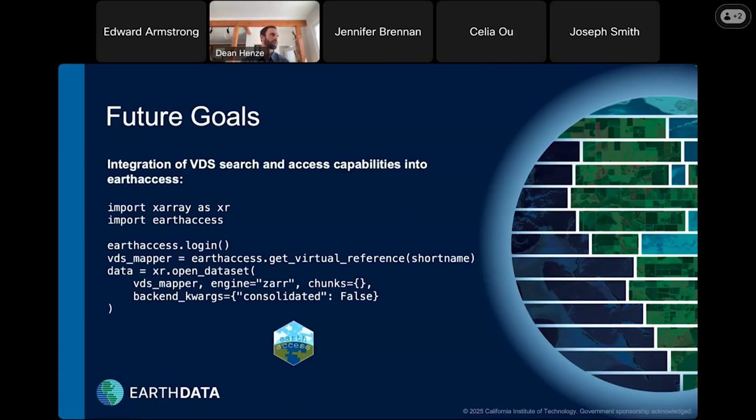And then the last future goal that I'm highlighting here is integration of virtual data access straight into the Earth Access package. If you remember from the starter notebook, there was that boilerplate block of code in the beginning, but we would like to absorb that and more into the Earth Access package and make it even easier just by knowing the dataset short name with the virtual data set that you want. Passing that into Earth Access, it should look something like this.